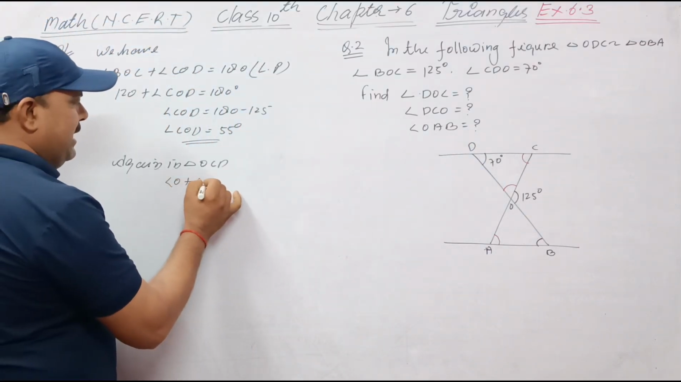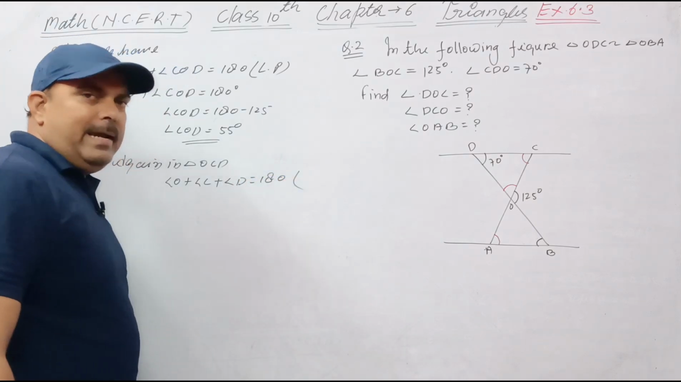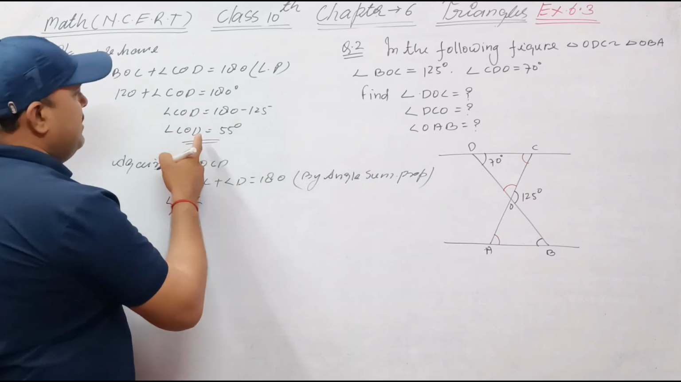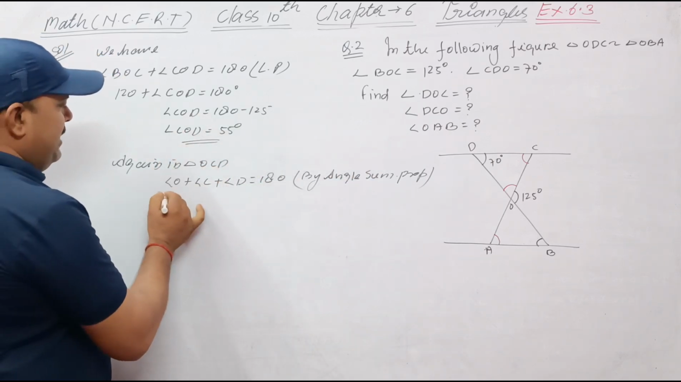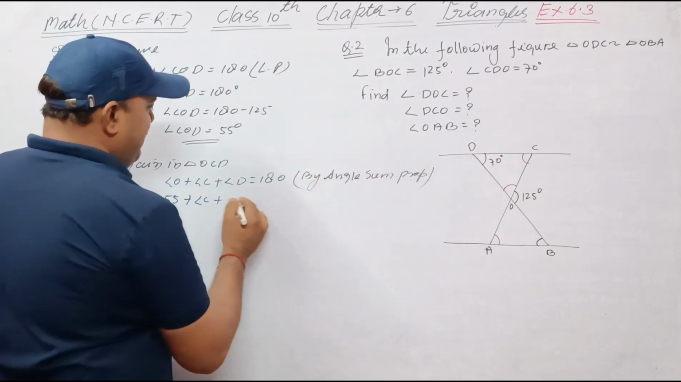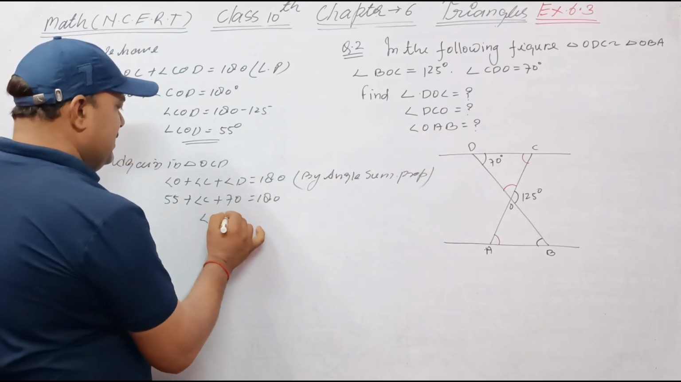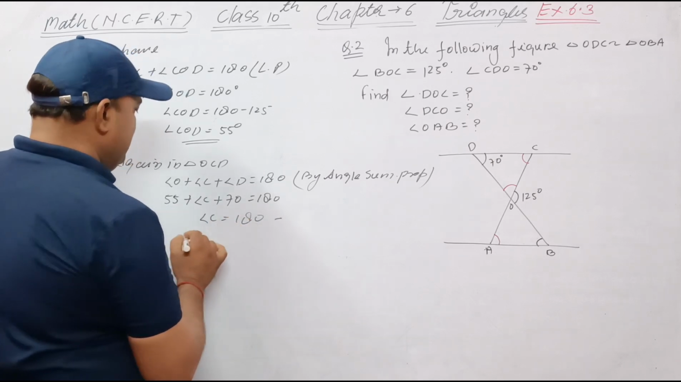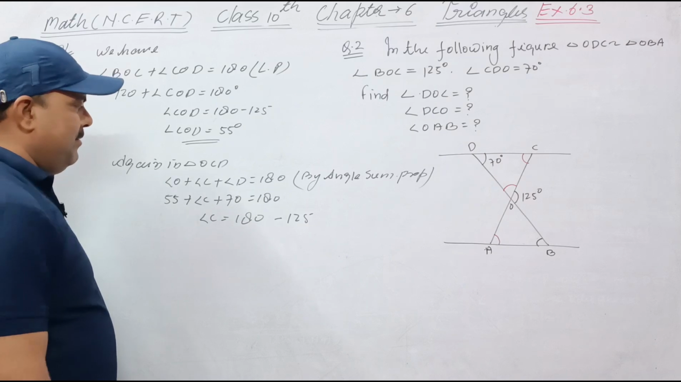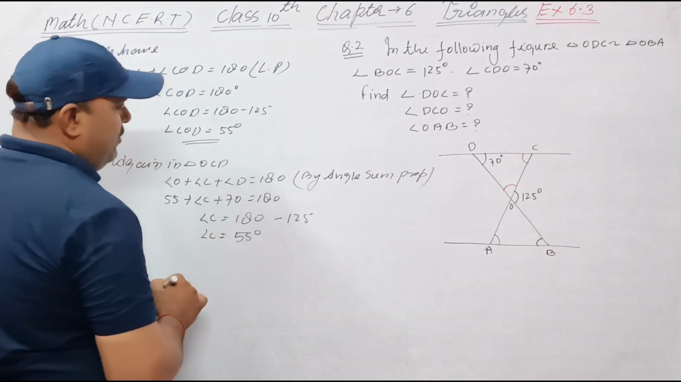by angle sum property, angle O plus angle C plus angle D is equal to 180. Angle O means 55 degrees, angle D means 70 degrees, so 55 plus angle C plus 70 is equal to 180. Angle C is equal to 180 minus 125. That is, angle C is equal to 55 degrees.